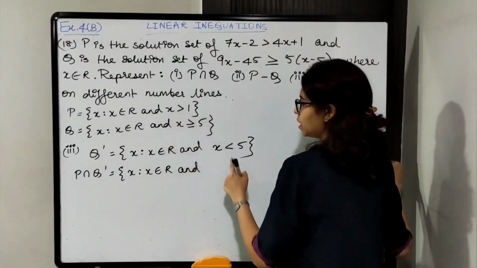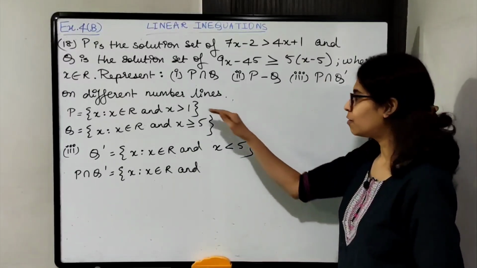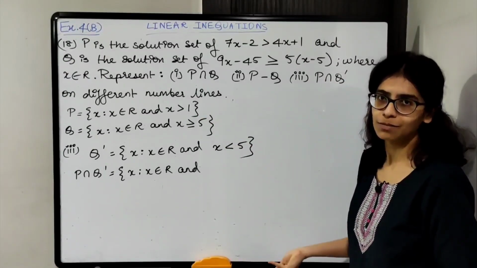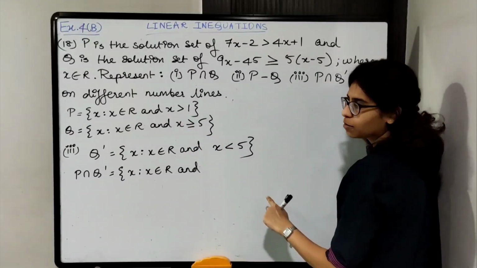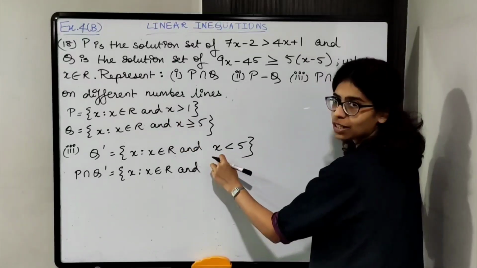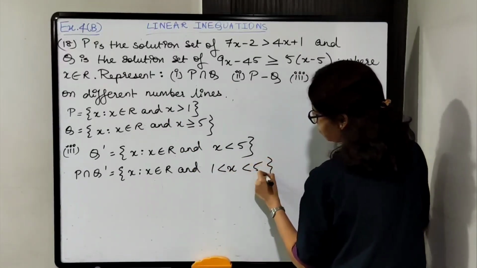x is greater than 1 and less than 5. Okay, so the range 1 to 5 will come, simple. Okay, x is greater than 1 and less than 5. Greater than 1 for p and less than 5 for q dash. So x is greater than 1 and less than 5.